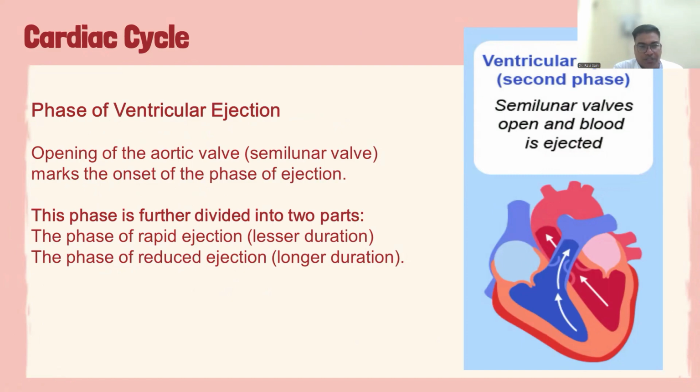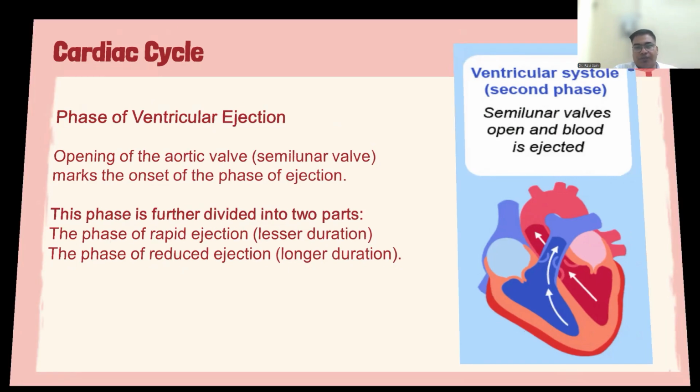Phase of ventricular ejection, when the pressure is increasing due to the ventricular contraction, which will result in the opening of the aortic valves, which marks the onset of this phase of ejection. This phase is further divided into two parts. The first is the rapid ejection and the reduced ejection phase.